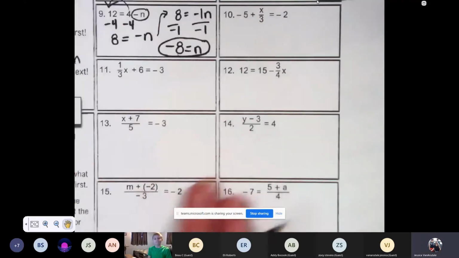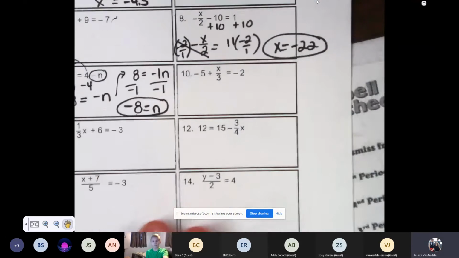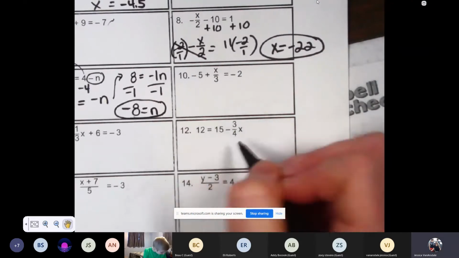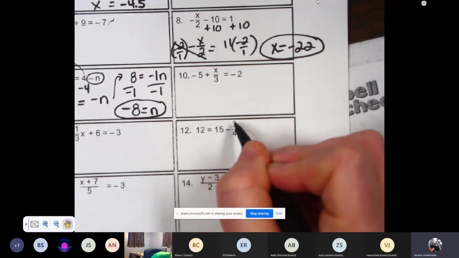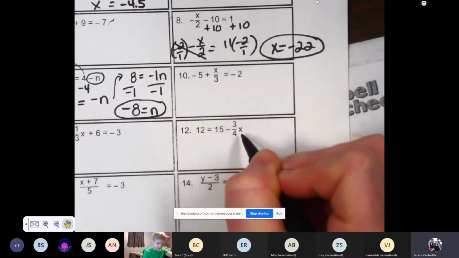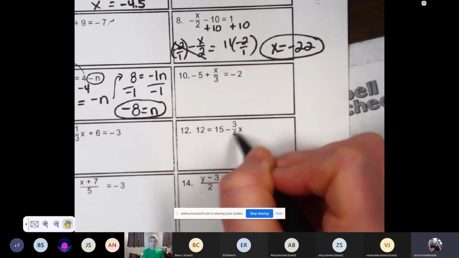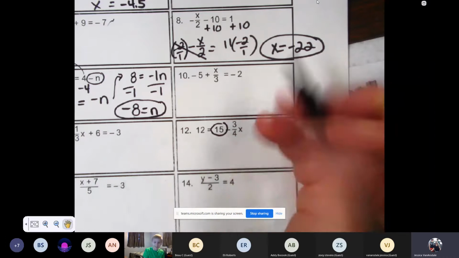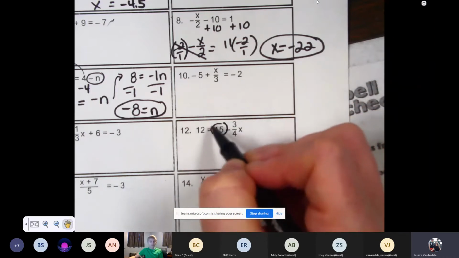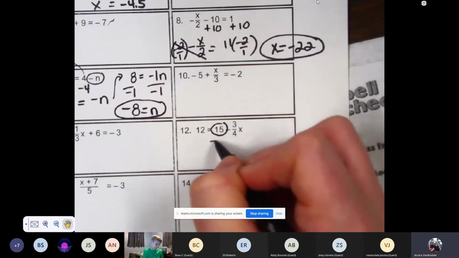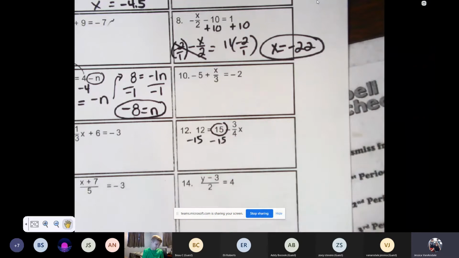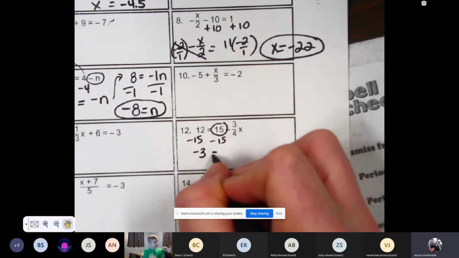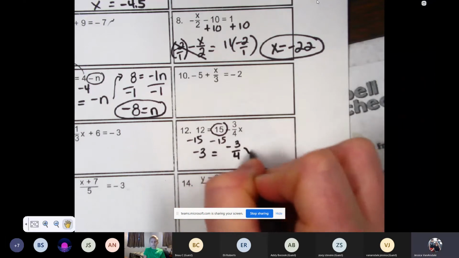Before you panic on these, we're going to work on these together, but let's go ahead and do number 12 too, because it's reversed and looks kind of funny. Okay, so we've got 12 equals 15 minus 3/4 x. We're going to add or subtract first. We got to find the number that's not with x. So 3/4 is with x. We've got this 15 right here that's not with x. It's a positive 15. There's no symbol here, no operation here. So that means we have to subtract 15 from both sides. Got to do the opposite. So that's going to leave us with negative 3 equals negative 3/4 x.